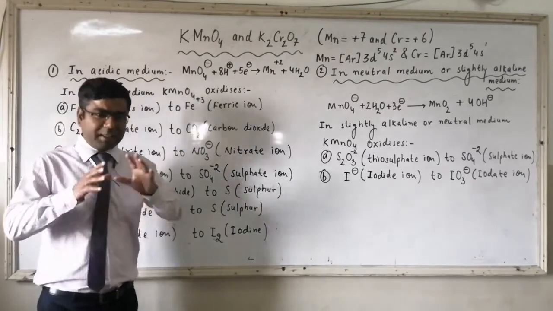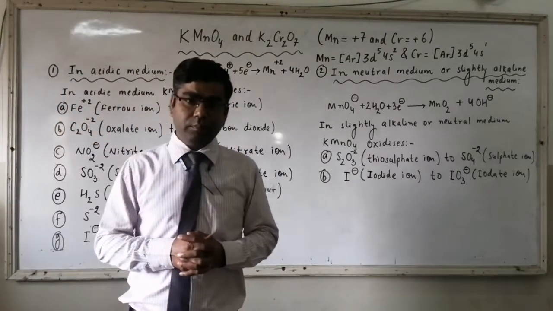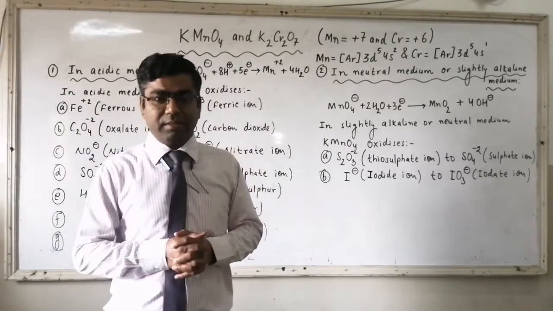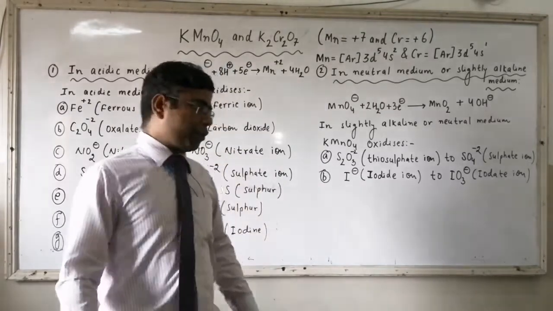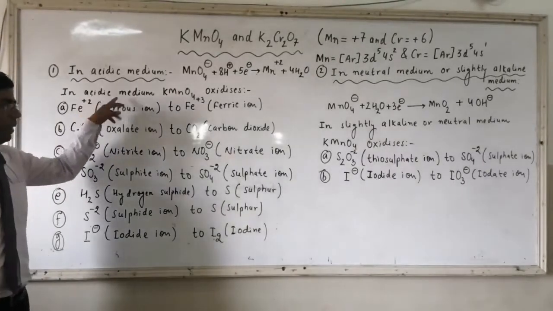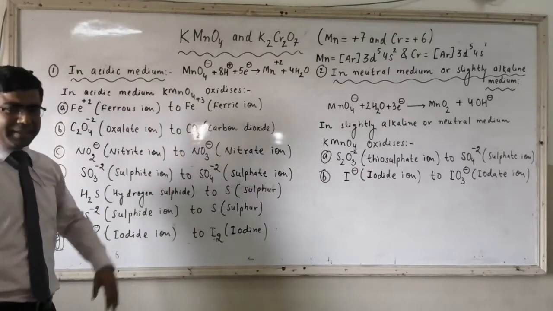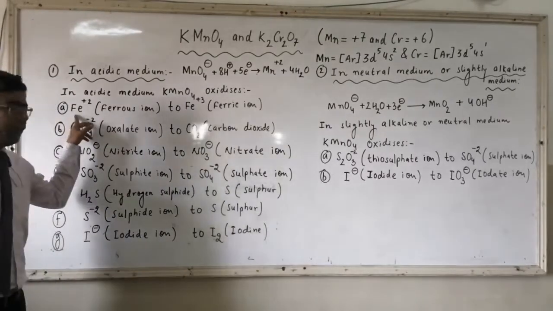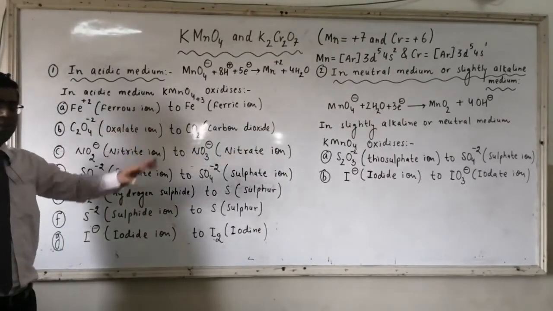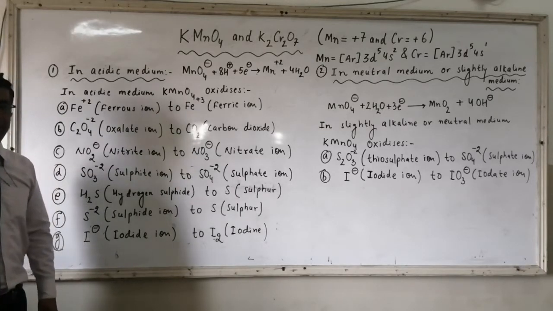Now, when it is used with other substances like Fe+2, in acidic medium KMnO4 oxidizes Fe+2 ion, which is called ferrous ion, to Fe+3 ion, which is called ferric ion.